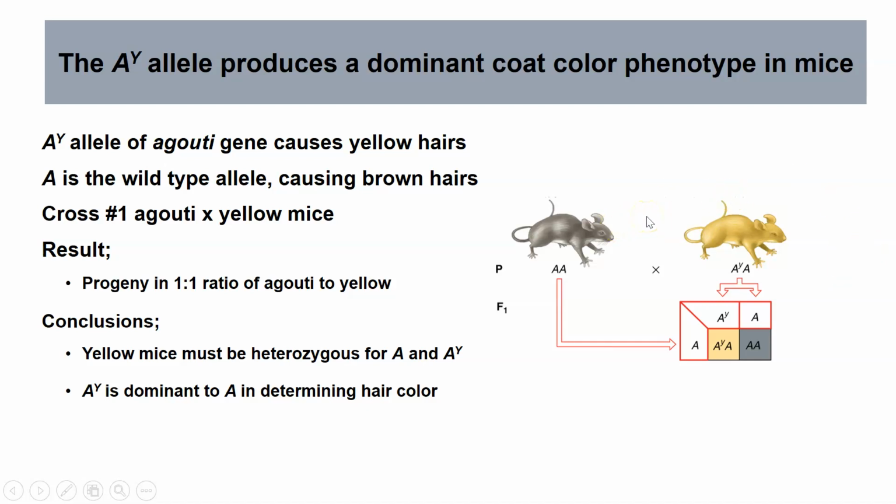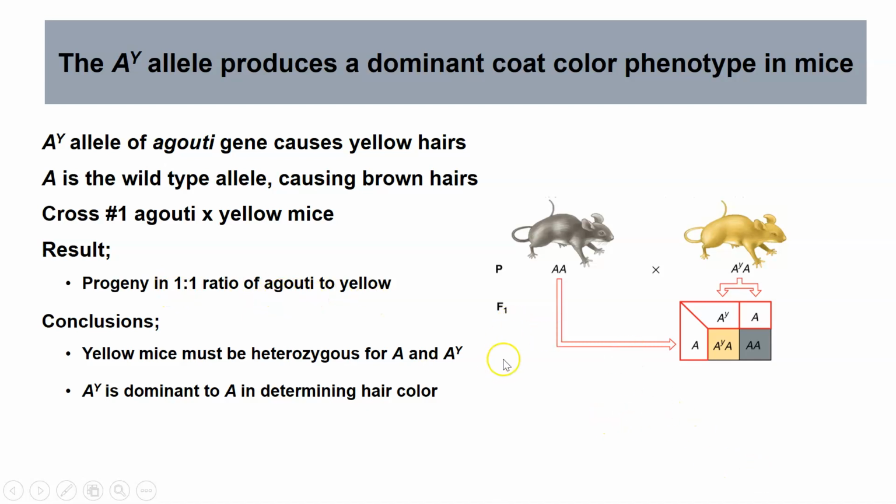All right, here's the first cross. The first cross was between an agouti mouse and a yellow mouse. The agouti mouse was pure breeding, so he knew that mouse was homozygous. When he did this cross, he always came up with, in the progeny, a 50-50 breakdown. Half of them were yellow and half of them were agouti.